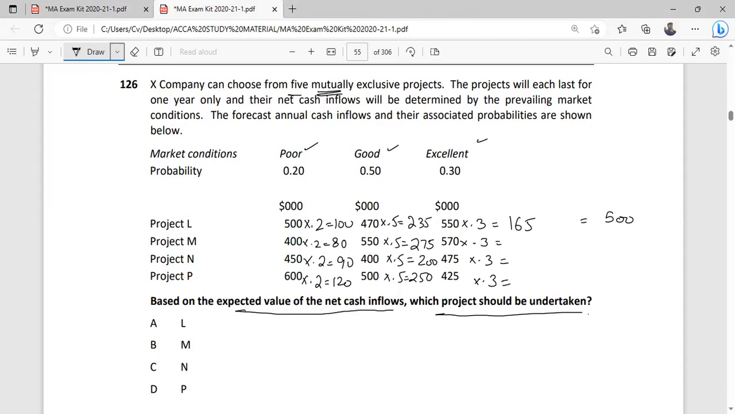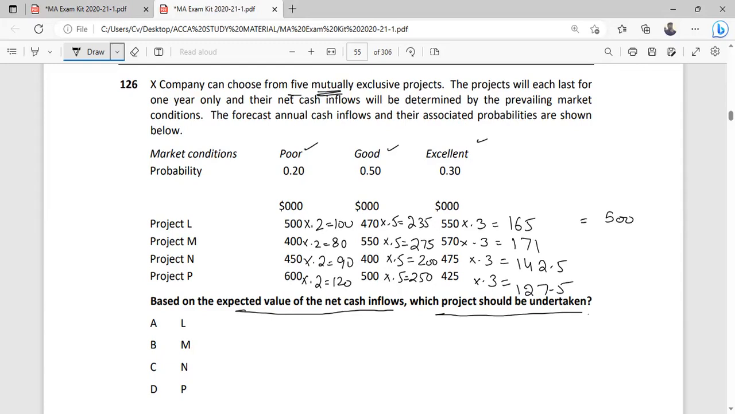So now we will calculate these three values. First one is 570 into 0.3, 171. 475 into 0.3, 142.5. 425 into 0.3, 127.5.